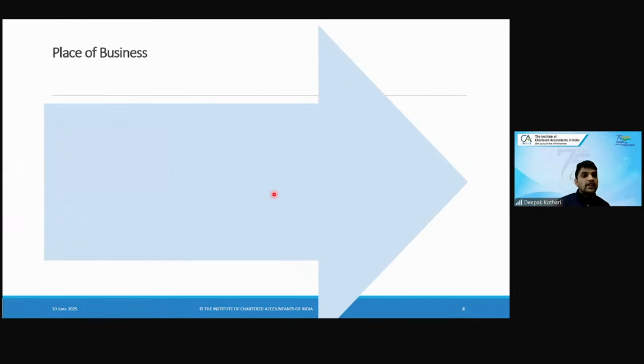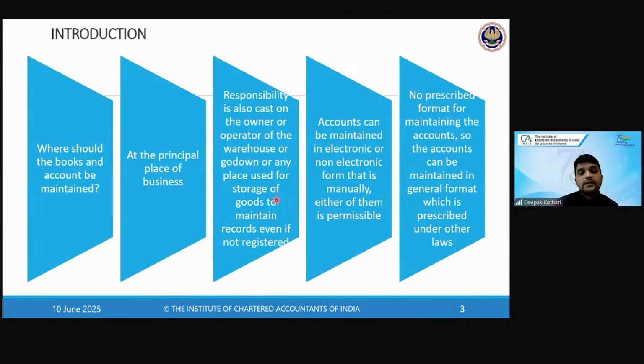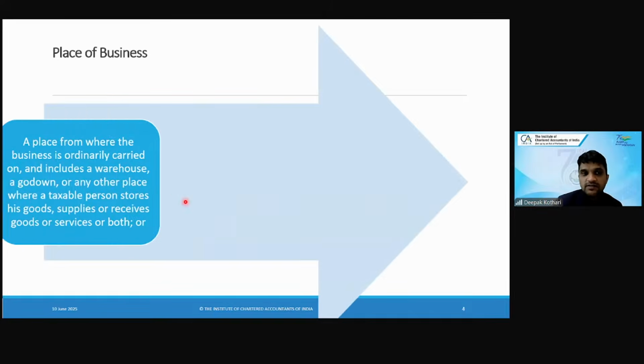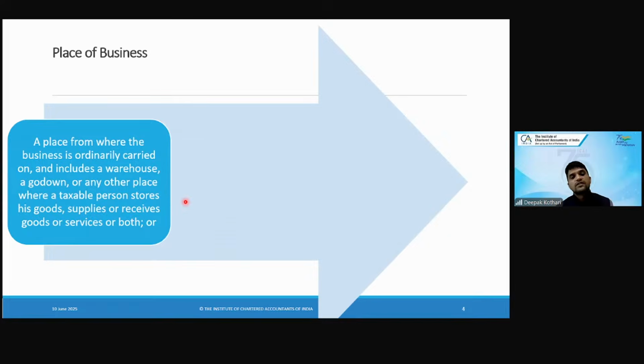Now, when we say it has to be maintained at the principal place of business or additional place of business, what is the definition of place of business? Place of business means a place from where the business is ordinarily carried on, and it includes a warehouse or a godown or any other place where a taxable person stores his goods and supplies or receives goods or services or both.